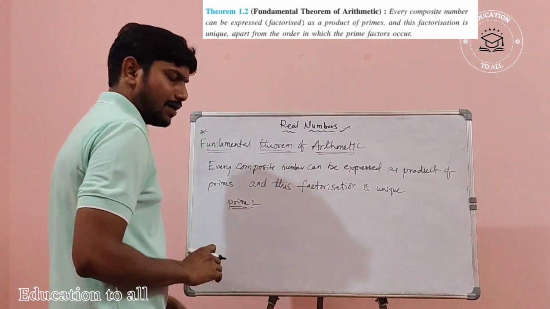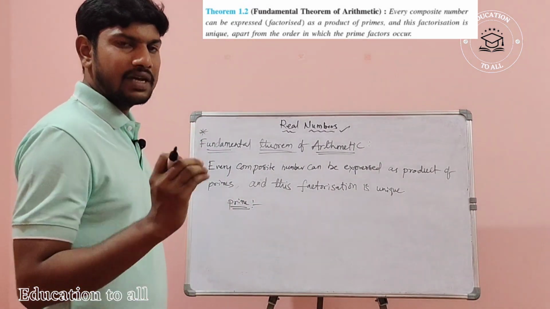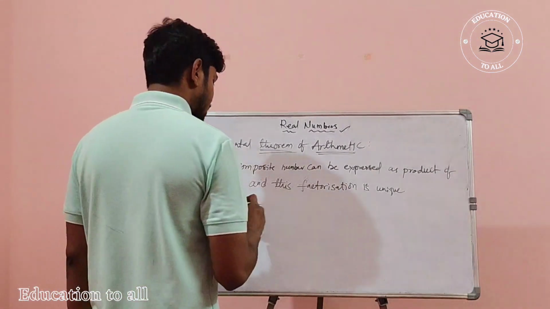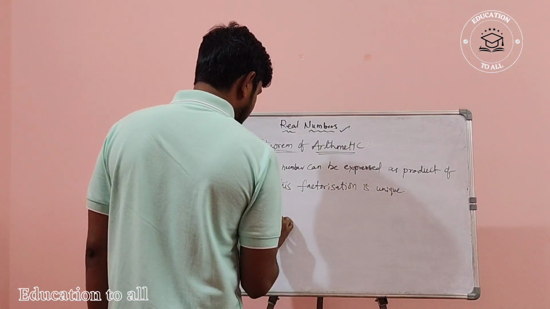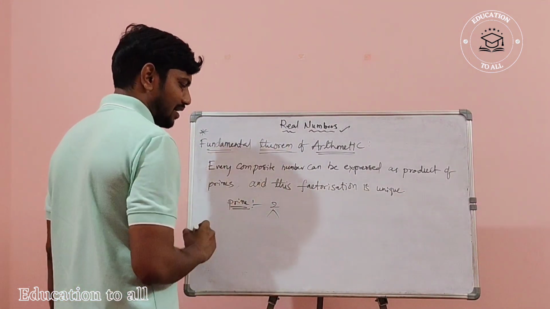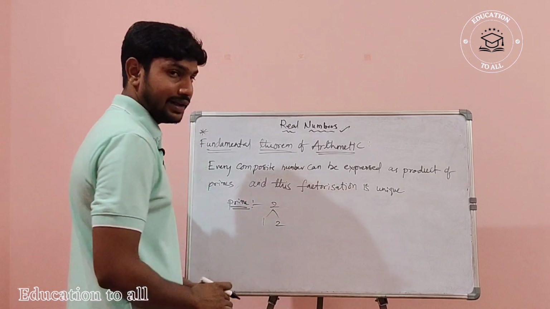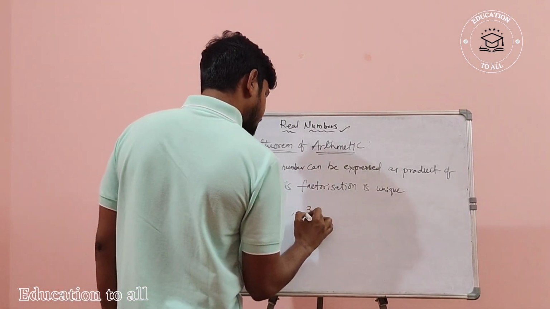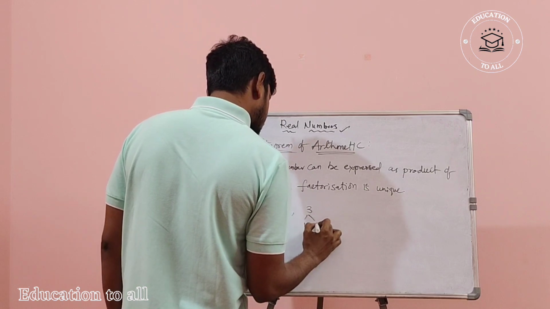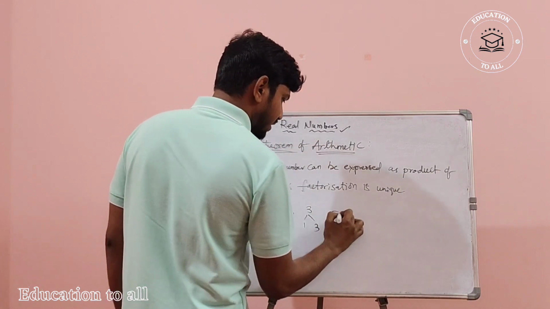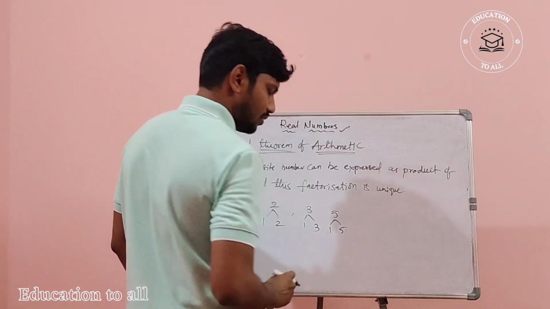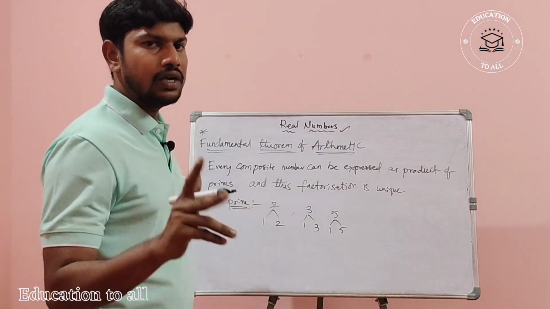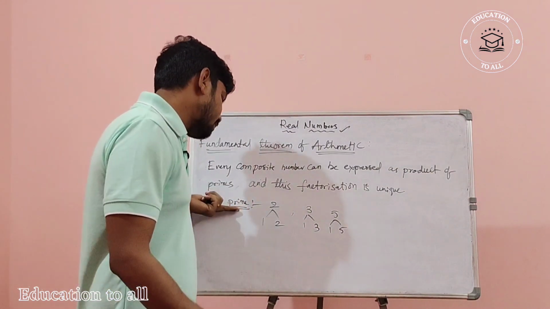Prime numbers are the numbers which have only two factors. Simple example: 2 is the starting prime number. What are the factors of 2? 1 and 2 only. So 2 is called a prime number. Next, 3 is a prime number, with factors 1 and 3 itself. Next, 5 is also a prime number, with factors 1 and 5. Like that, numbers which have only two factors come under prime numbers.